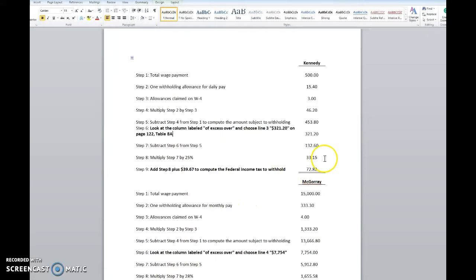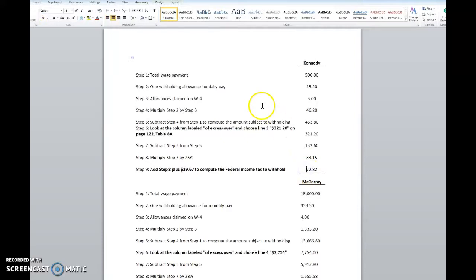We're going to subtract step 6 from step 5 to get $132.60. We're going to multiply step 7 by 25%. And then if you look at table 8A, under married, you are going to add $39.67 plus the $33.15 to get $72.82 that'll be withheld from Kennedy's check.